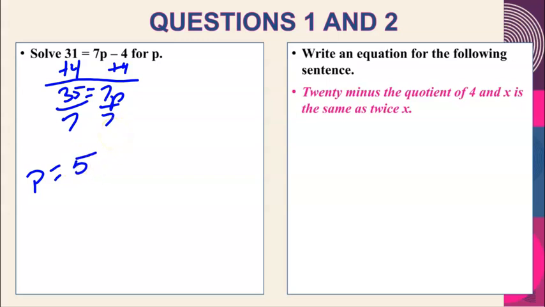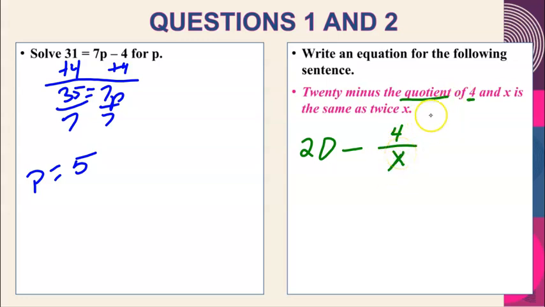Question 2. Write an equation for the following sentence. 20 minus the quotient of 4 and x is the same as twice x. So I'm just going to go right in order from what they tell me. It says 20, so I'm going to write 20 minus, and what am I subtracting from 20? I'm subtracting the quotient. Now the quotient is the answer to a division problem. So what am I dividing? It tells me right here, 4 divided by x.